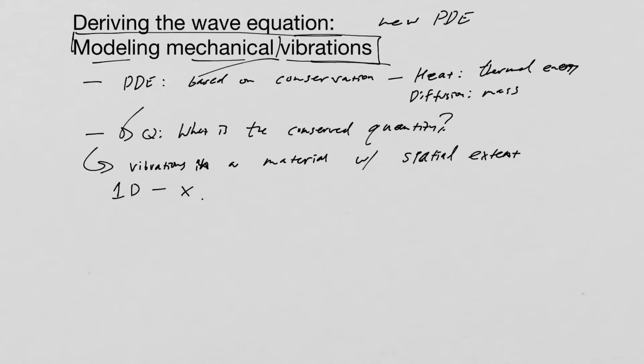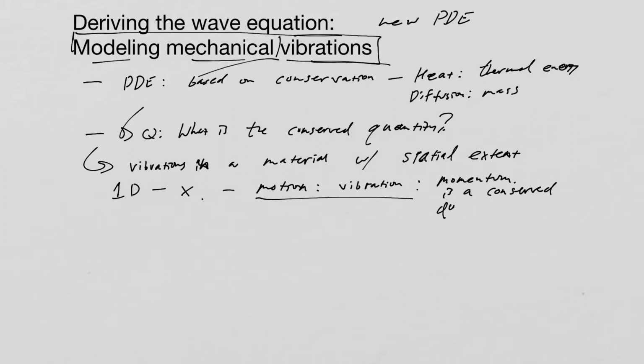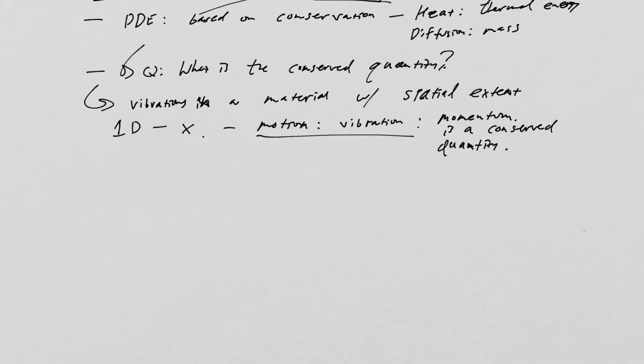All right, and if we're going to talk about motion, of course, a vibration is a motion. So what involving motion is conserved? It turns out there is something that's conserved with motion, and it's going to be what they call momentum. All right, momentum is a conserved quantity. So let's review momentum a little bit.